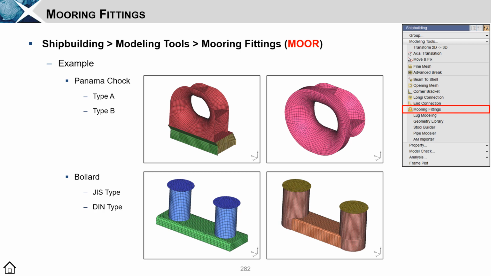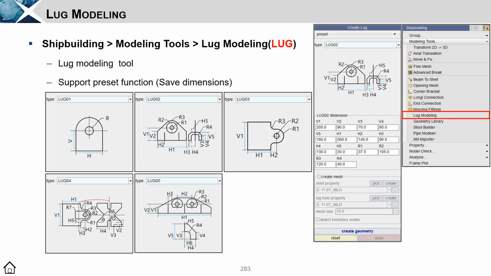The figure shows that the Panama chock and bollard models were actually created using the mooring fittings command. The Lug modeling command is a function that creates a lifting lug using the entered dimensions. Each type can store dimensions in advance using the preset function.